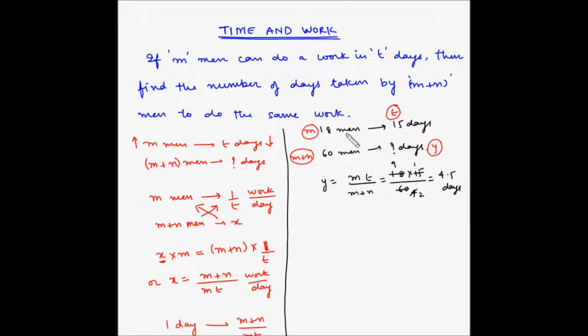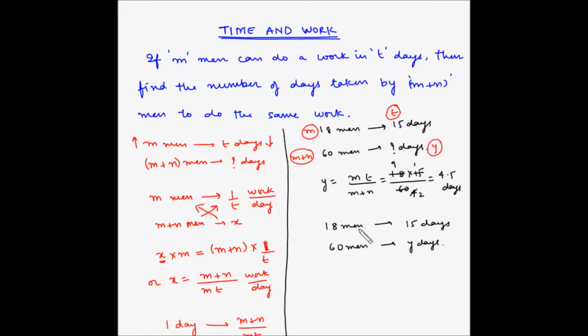So here we had an indirect proportionality. Number of men increases and thereby the number of days decreases. So either we could have converted this 15 into 1 by 15 in terms of work per day, or if we know this formula, we can directly use it in such examples. Let us look at another way of solving the same example. 18 men can do a piece of work in 15 days. How much time will 60 men take to do the same piece of work?